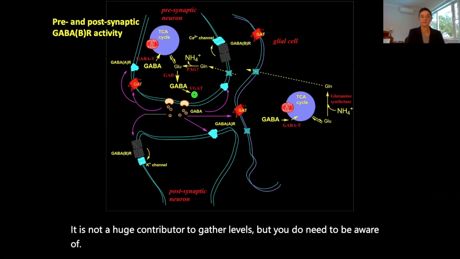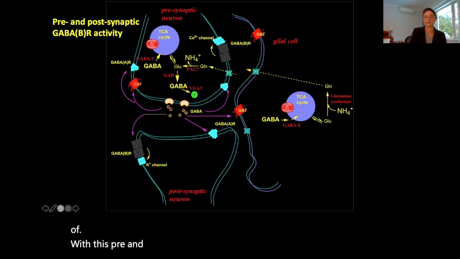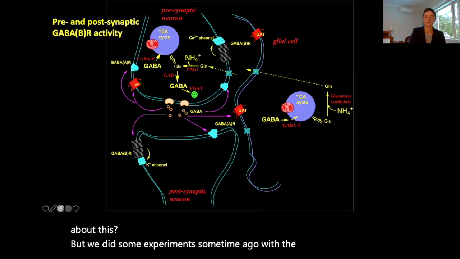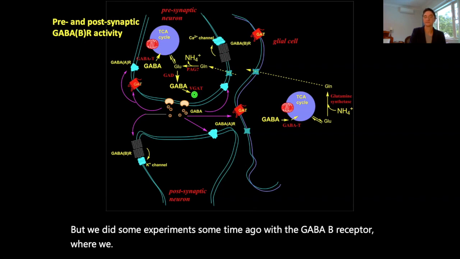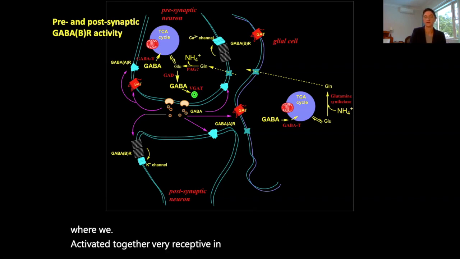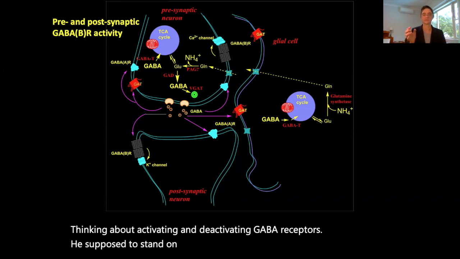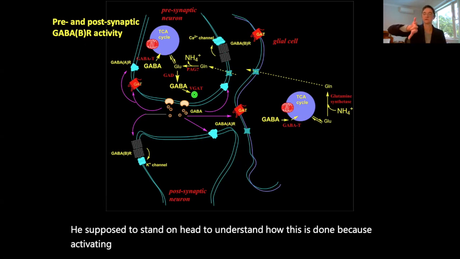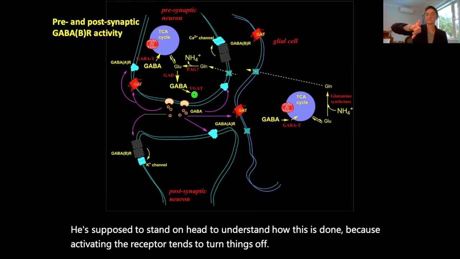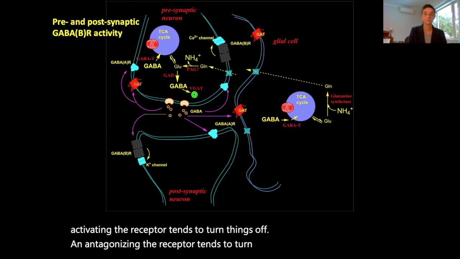So with this pre and postsynaptic GABA-R activity, what do we know about this? We did some experiments some time ago with the GABA B receptor, where we activated the GABA B receptor with agonists and we antagonized it with antagonists. Now, thinking about activating and deactivating GABA receptors, you sort of have to stand on your head to understand how this is done, because activating the receptor tends to turn things off and antagonizing the receptor tends to turn things on. So what did we find when we did this?